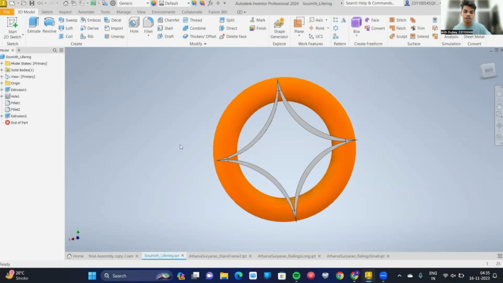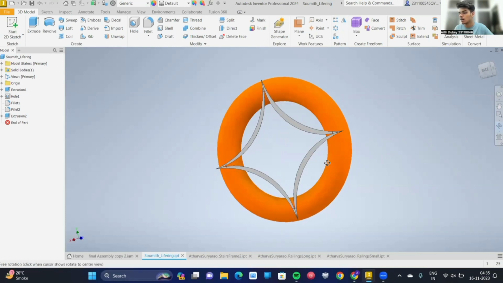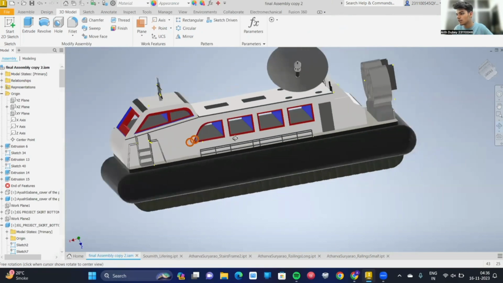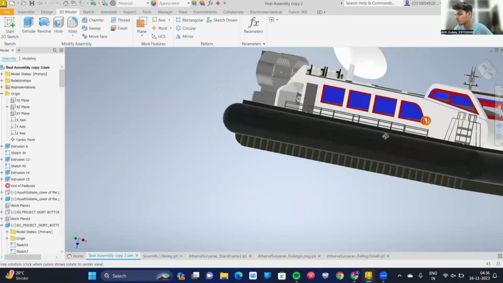And our next part is the life ring. This part is being modeled by Somit, and the AutoCAD model of this is something like this. And in the final assembly, these are located at the sides of the passenger unit on both sides of the hovercraft.